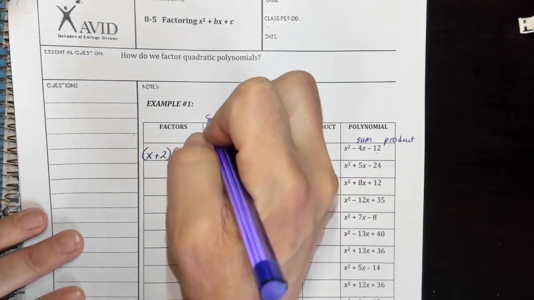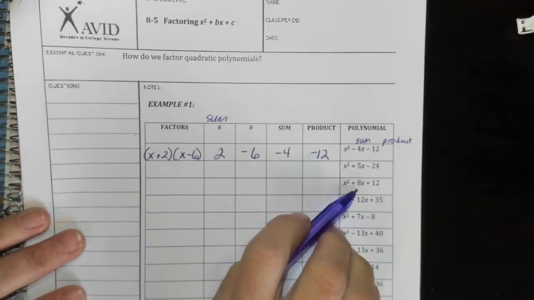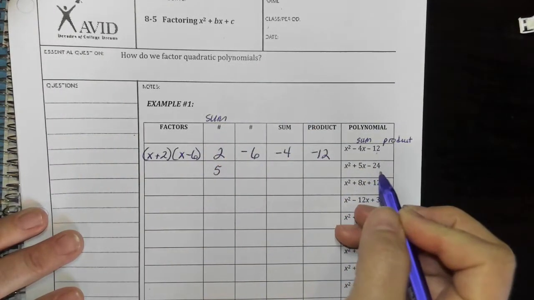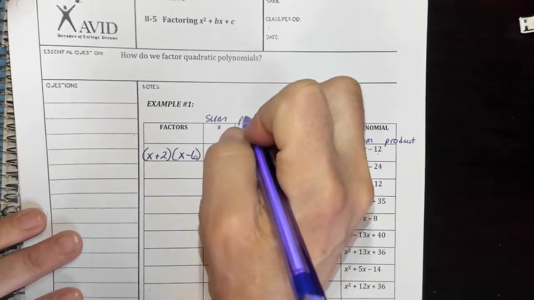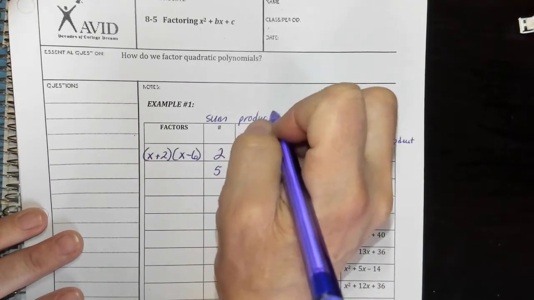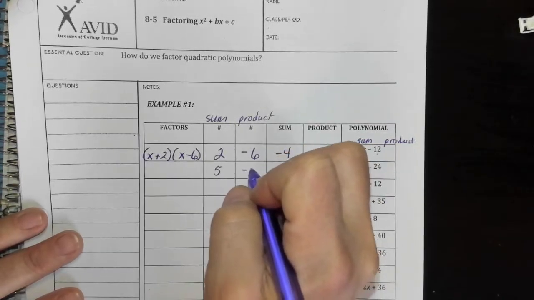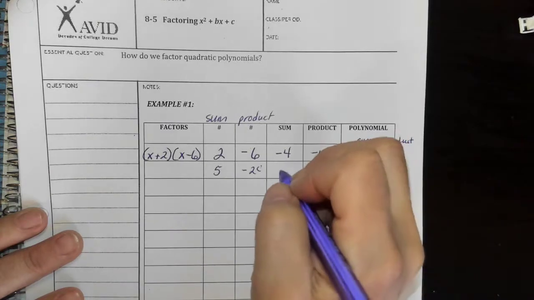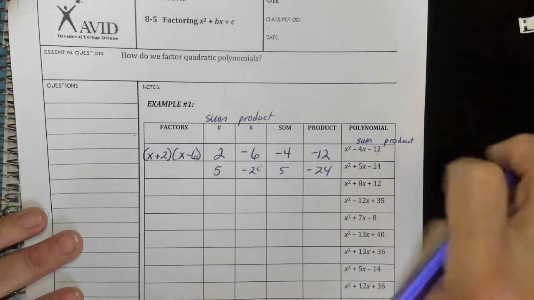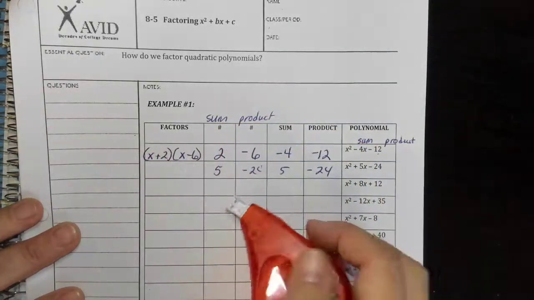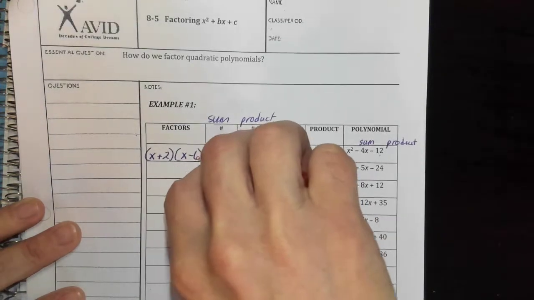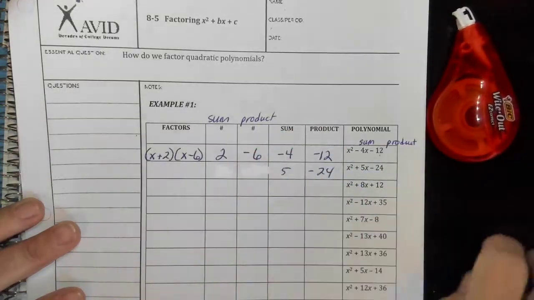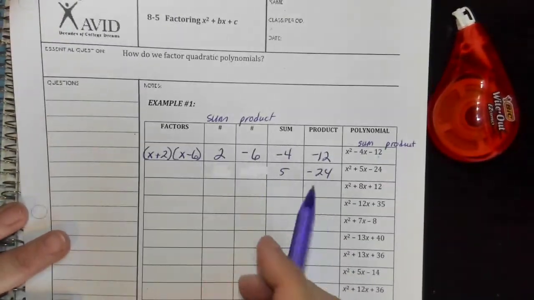Okay, so I am looking for something that is going to, let's see here. My sum is going to be a 5 because that's my middle term, and my product is going to give me a -24. Oh shoot, 5 and a -24. I put those in the wrong spot, but we can fix it. I love whiteout. It's wonderful. Okay, so my sum and my product here.